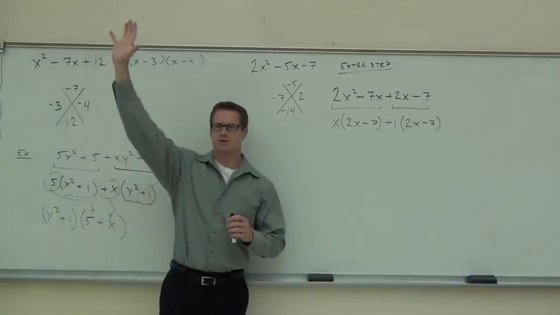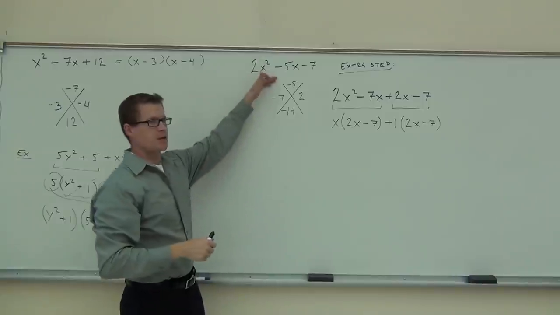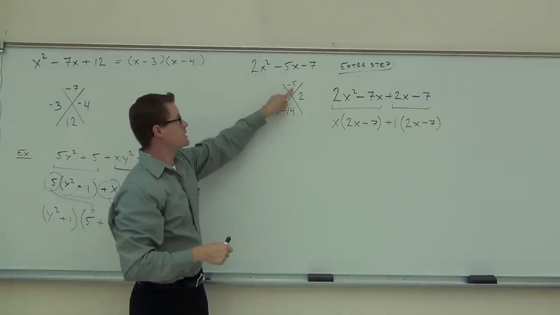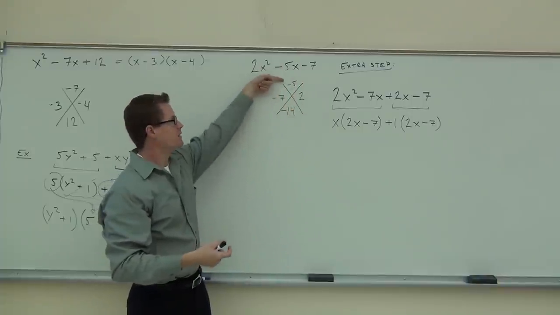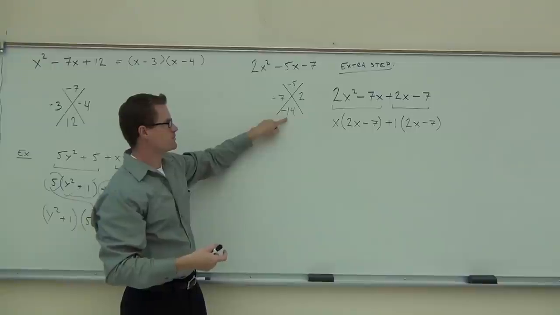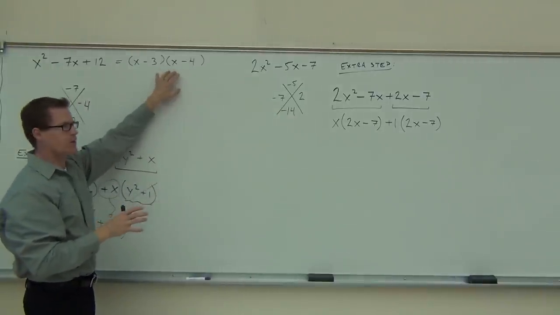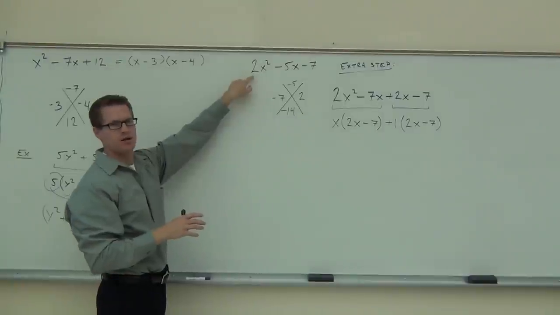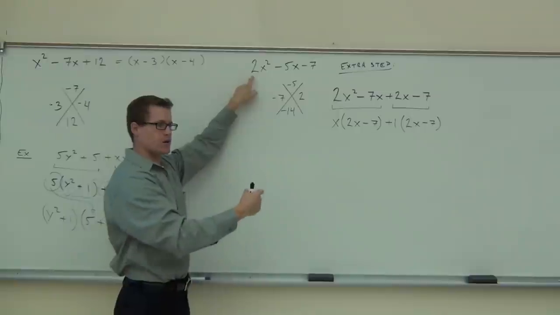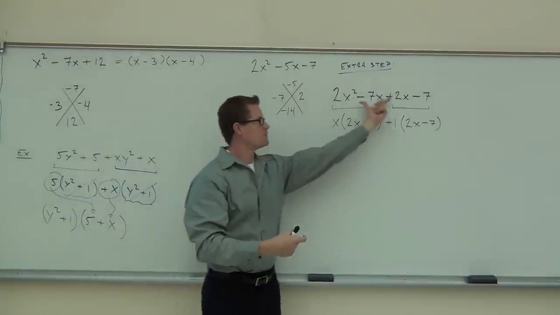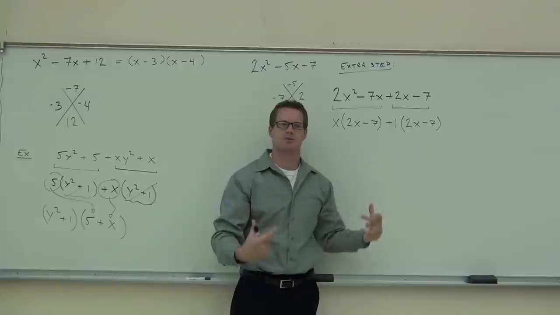Raise your hand if you're okay with this so far. So let me recap a little bit what we've done. We've done a diamond method like we did before. We have B here, A times C here. We found our two numbers that add and multiply respectively. We cannot go directly to our factors. It doesn't work that way because we have that 2 right up front. We have a coefficient that's not 1. So we have an extra step. We split up the middle term, no problem. This gives us 4 terms, which allows us to do factoring by grouping.